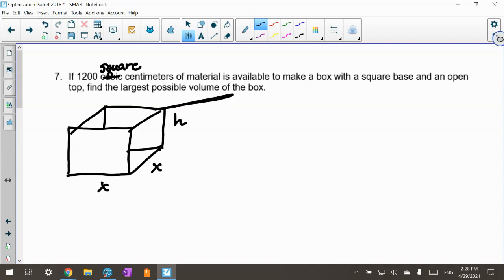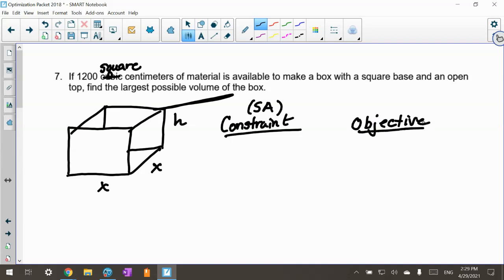So it says I need 1,200 square centimeters of material. They gave us our constraint, which is our surface area of all the sides. And the objective is they want the largest possible volume of this box. So first of all, let's do our surface area equation.